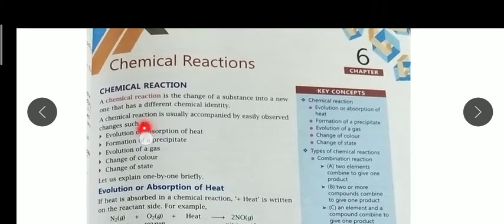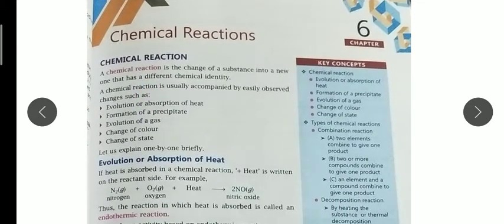So, students, today I am going to start a new chapter, chapter number 6, chemical reactions. Now, what is a chemical reaction? A chemical reaction is the change of substance in which we get a new product which has different chemical properties, a different chemical identity. During a chemical reaction, or chemical change, we always get a new product which has different properties, and it is a permanent process.